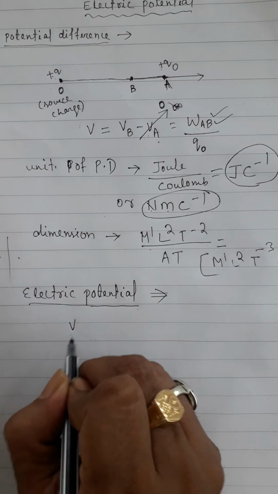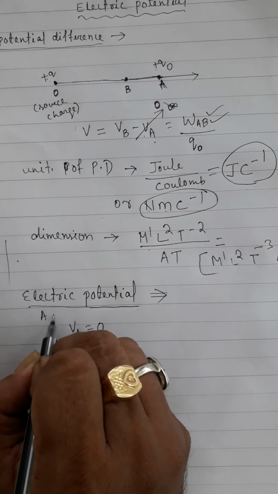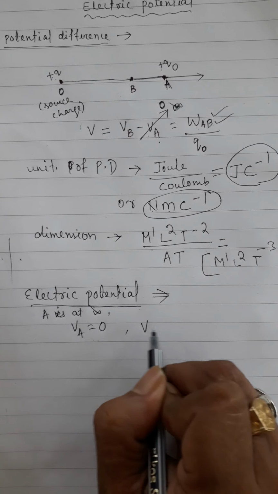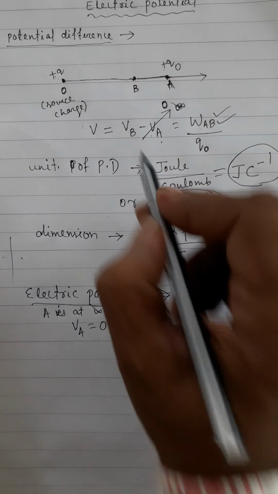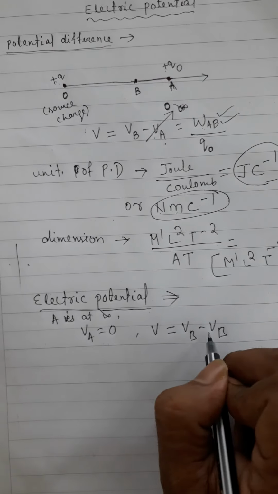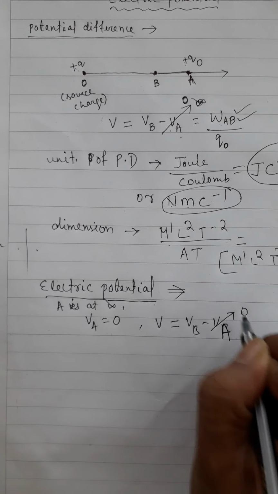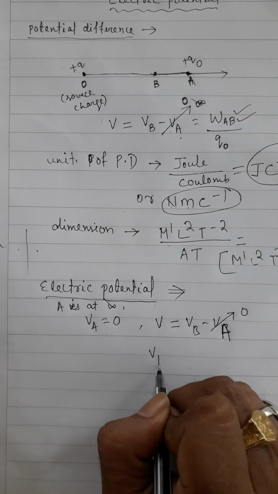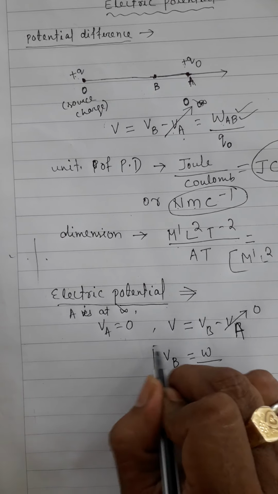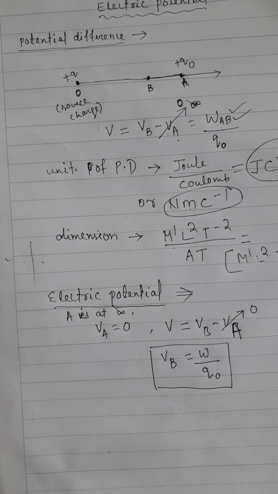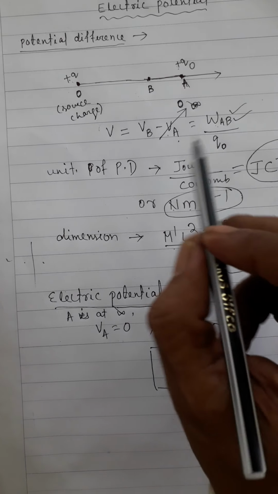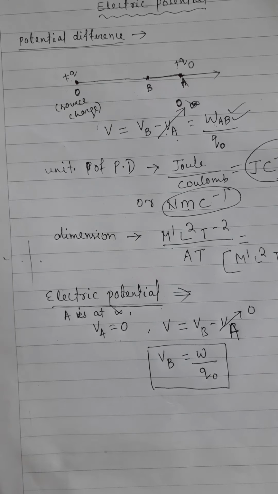So the potential VA is equal to 0 if A is at infinity, and the electric potential V is equal to VB. We know V is equal to VB minus VA. Since VA is 0, V is equal to VB, which is equal to work done per unit positive test charge. So the electric potential at a point in an electric field is the amount of work done.